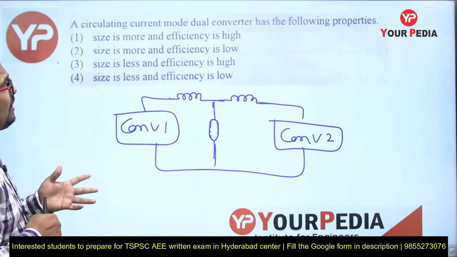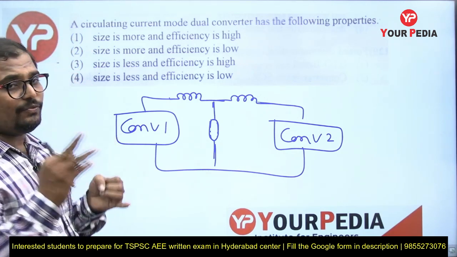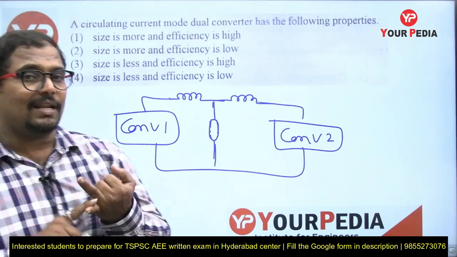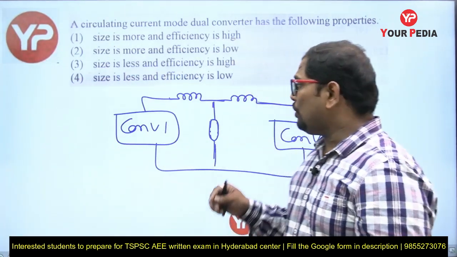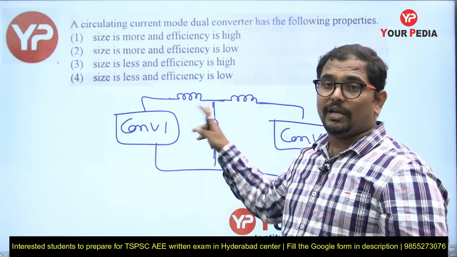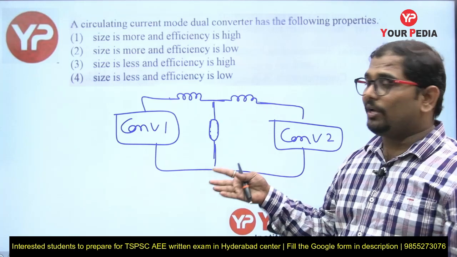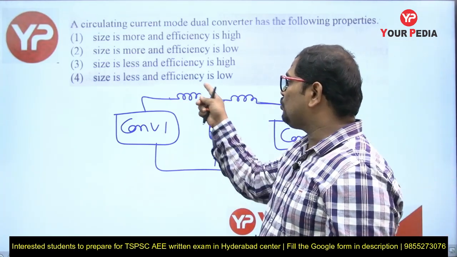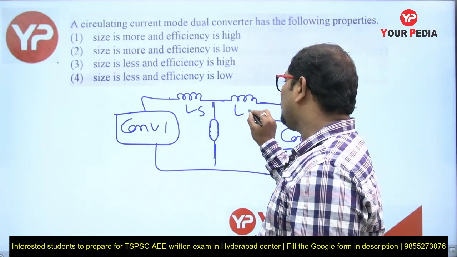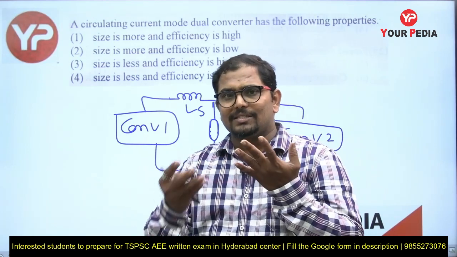Now what is the question and what are the options he has given? He has given options in terms of two terms. One is size, another one is efficiency. So if you take the basic dual converter, here we don't have an inductor, but to limit the circulating current, they have introduced a series inductor into the circuit. So once there is an inductor, or inductor means it is a coil.